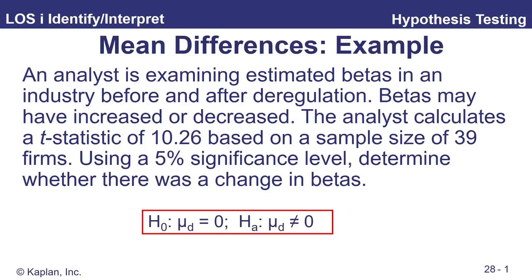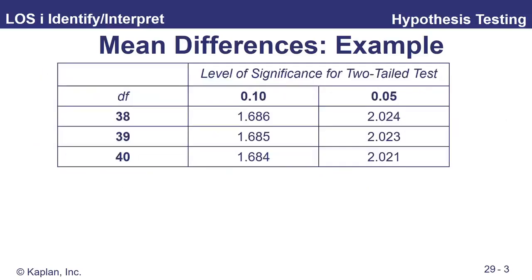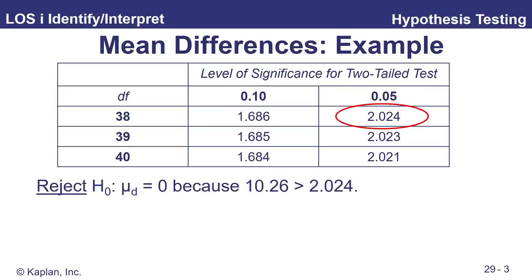Okay, so our null hypothesis is that there is no change in the betas before and after regulation. The alternative is that there was a change before and after the regulation. Okay, so we're going to look up degrees of freedom. We look up 38 degrees of freedom. Okay, notice we've got 5% significance again, so 95% confidence, and we're using degrees of freedom here of 38.